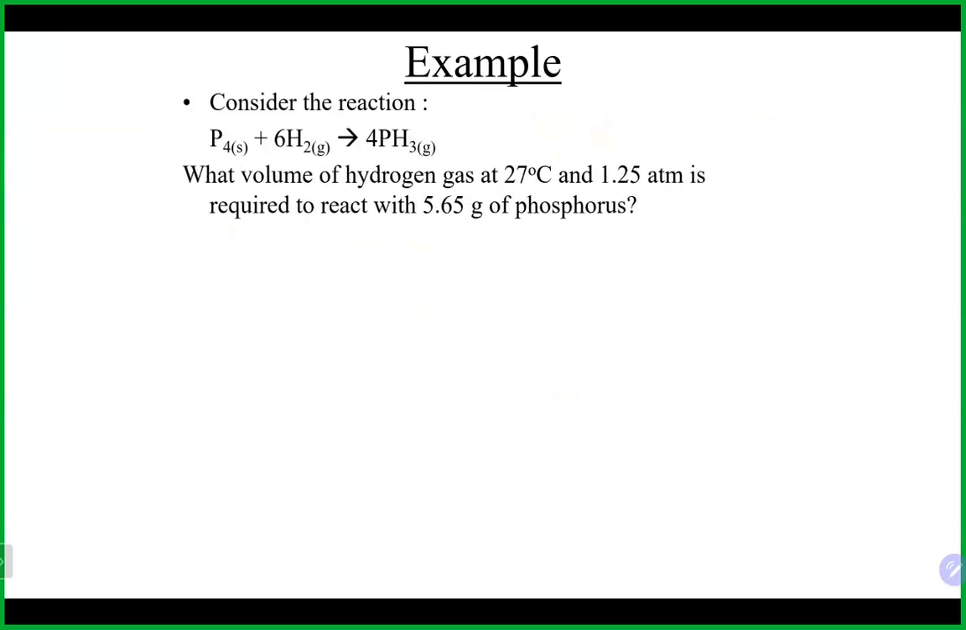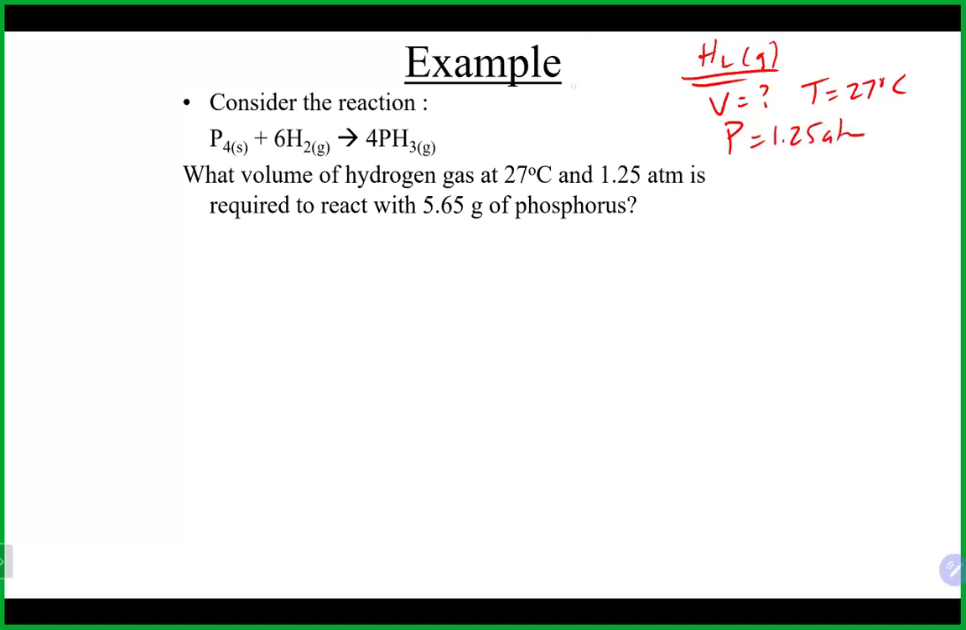So let's take a look at one together and go through the steps. Here we want to know what volume of hydrogen gas we need to react with 5.65 grams of phosphorus. Hydrogen gas is obviously our gas here, so we should think about gas laws. We want to know what volume of it. We have a temperature of 27 degrees Celsius and a pressure of 1.25 atmospheres.